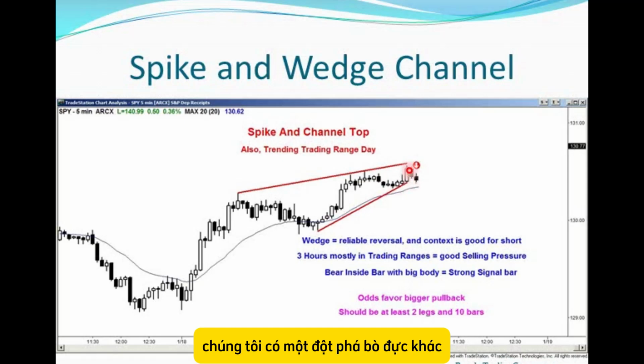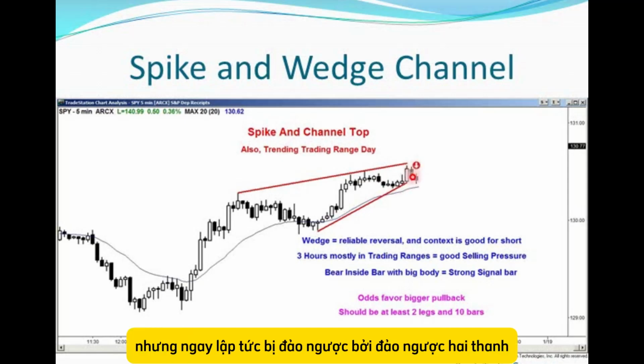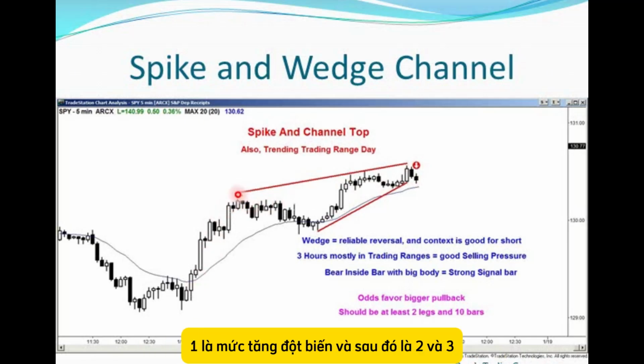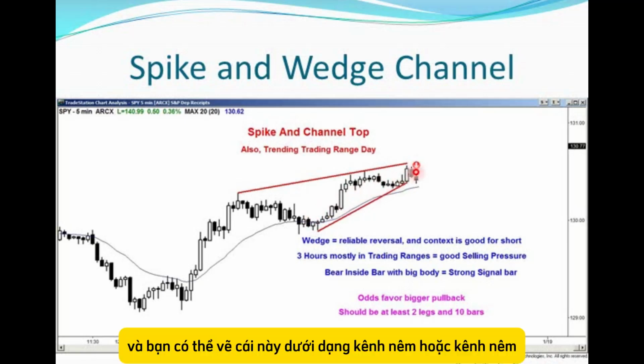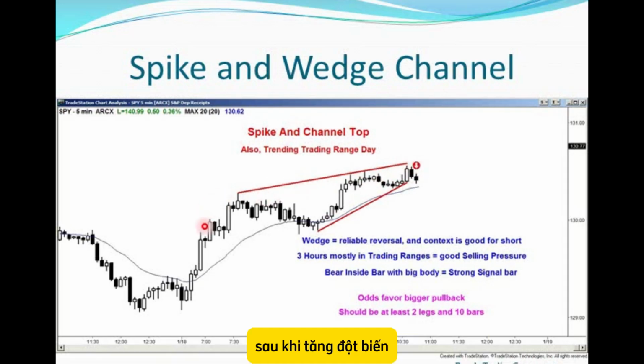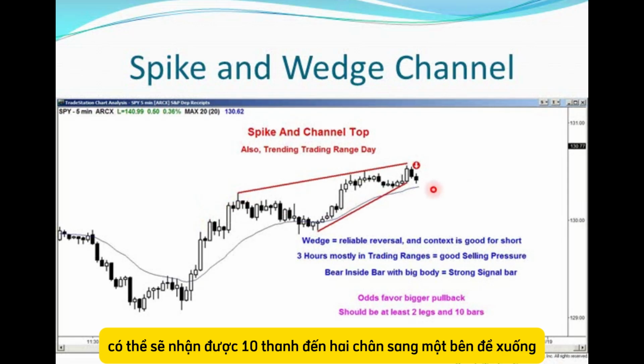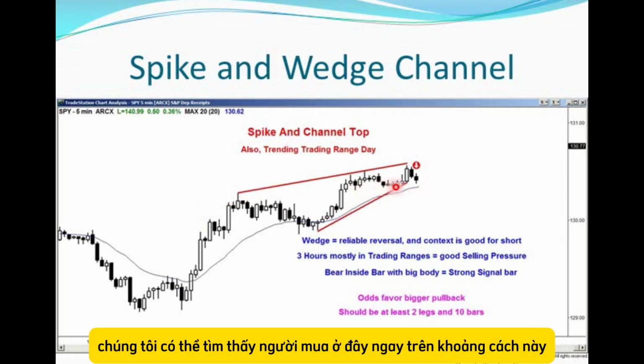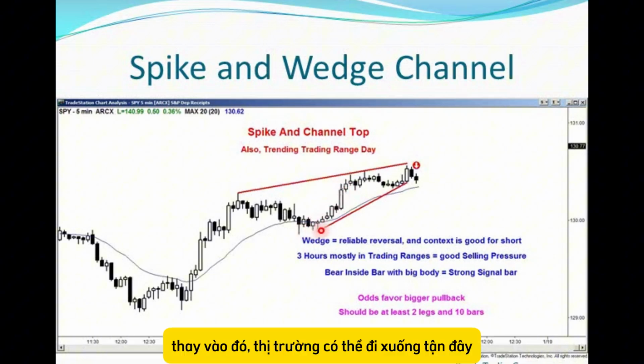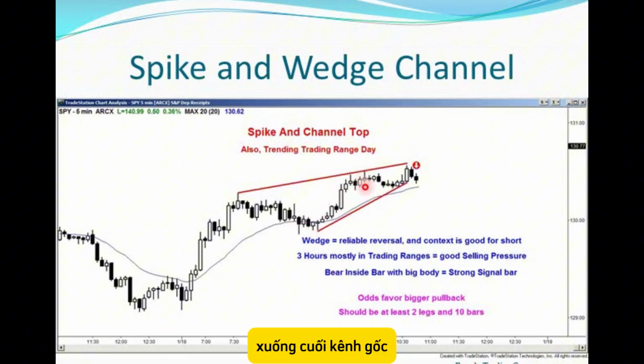We have another bull breakout, but immediately reversed by a 2-bar reversal. So we have a spike up and 3 pushes, 1 being the spike, and then 2 and 3. Now we have a 2-bar reversal, and we probably will have to get down to the moving average because we did here. And you can draw this as a wedge top or a wedge channel after a spike. We'll probably get 10 bars to 2 legs sideways to down. We may find buyers here just above this gap. The market may instead come all the way down here to the bottom of the original channel.